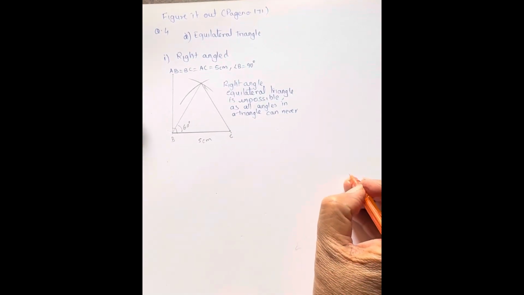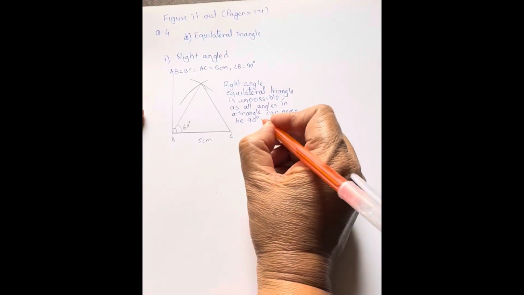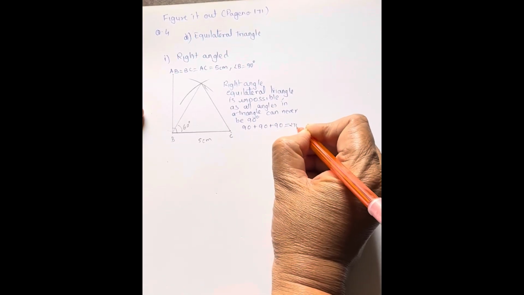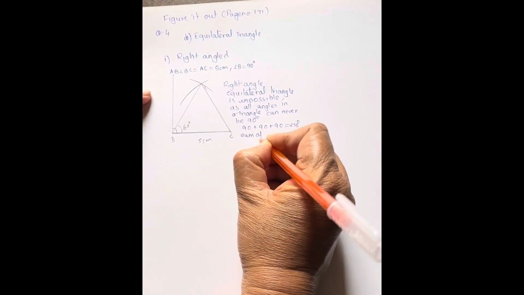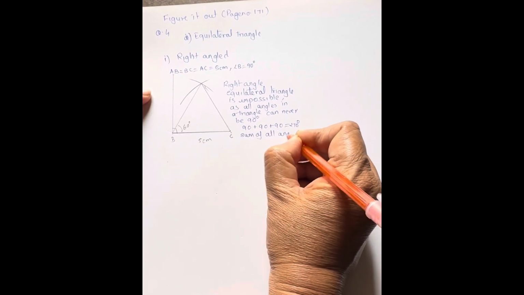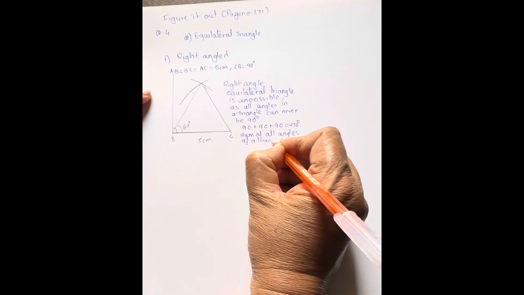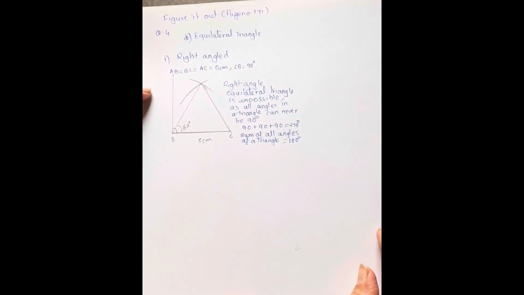See, all sides are equal, so all angles should be equal. So if all are 90 degree, the total will be 90 plus 90 plus 90, which is 270. And according to the angle sum property, the sum of all angles of a triangle should be 180 degree, right? So it's impossible. In an equilateral triangle, all angles are 60 degree because 180 divided by 3 is 60 each. So this is not possible.